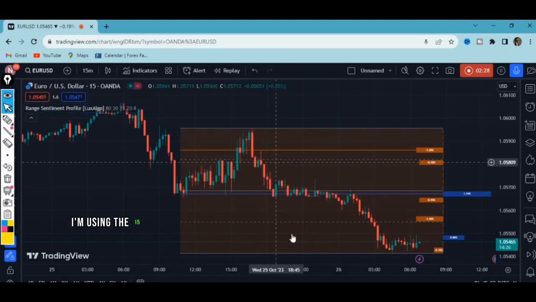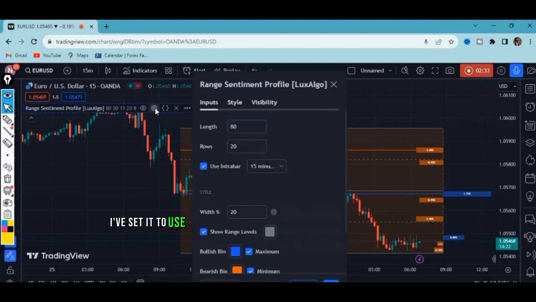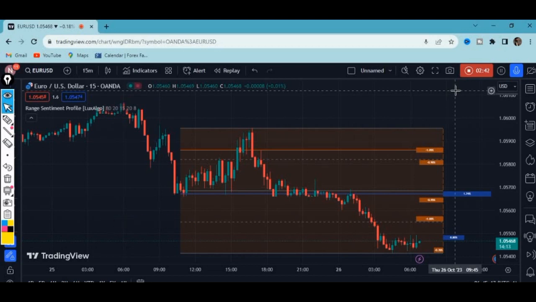I hope that is clear. So I'm using the 15 minutes time frame, and my intrabar as well, I've set it to 15 minutes. You can see over here. Okay, so click on OK. Once you click on OK, it will appear like this right on the chart. It is a very effective indicator, guys.